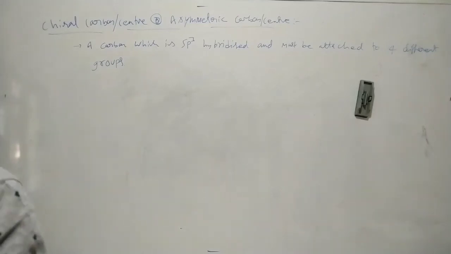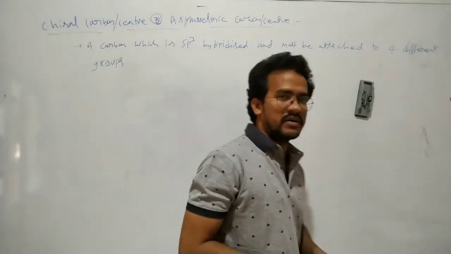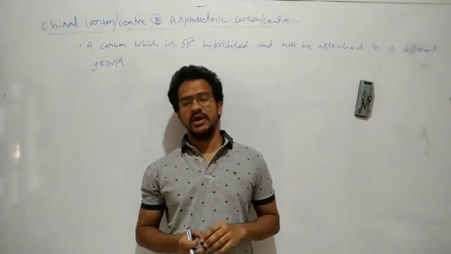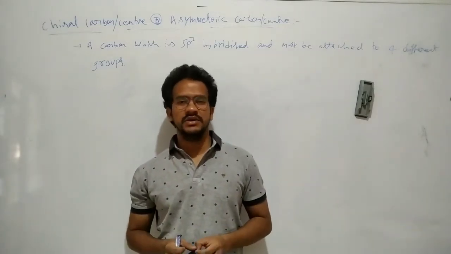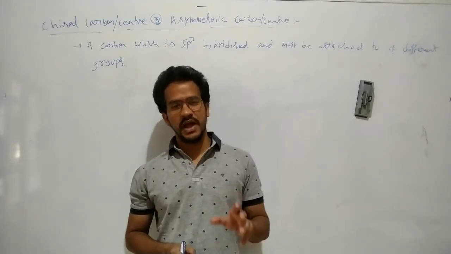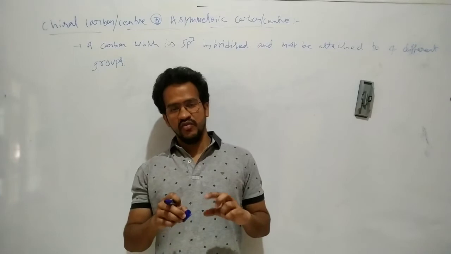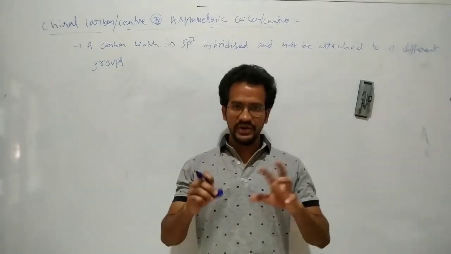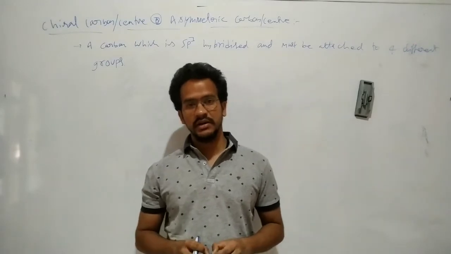Okay, so chiral carbon, the chiral carbon or asymmetric carbon. Here, chiral carbon or chiral center means a carbon which is sp3 hybridized. sp3 hybridized means it has 4 sigma bonds and must be attached to 4 different groups. That is known as a chiral carbon.